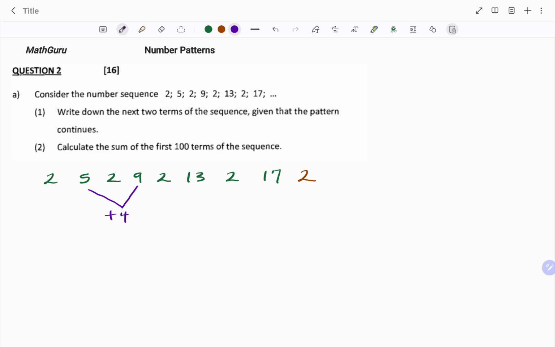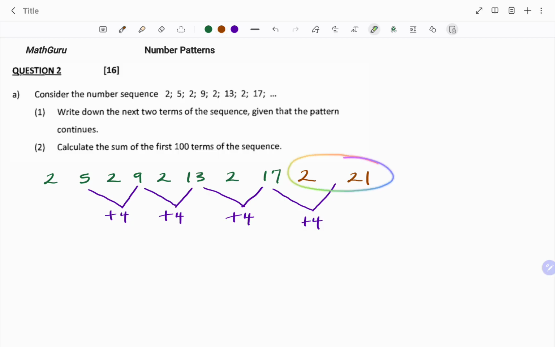So I'm going to double check to see if it's a linear pattern or a quadratic pattern. If it's a linear pattern, what it means is I have a common difference. So from 9 to 13, 13 minus 9 will give me a plus 4. From 13 to 17, that's another plus 4. So therefore, the number after the 2 will be a plus 4. So therefore, 17 plus 4 will give me 21. So the next two terms will be 2 and 21.